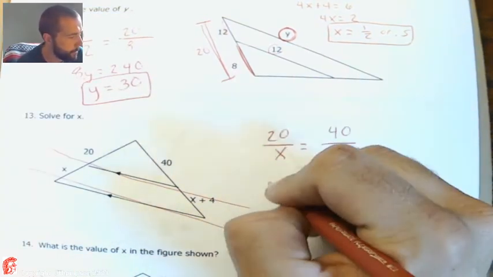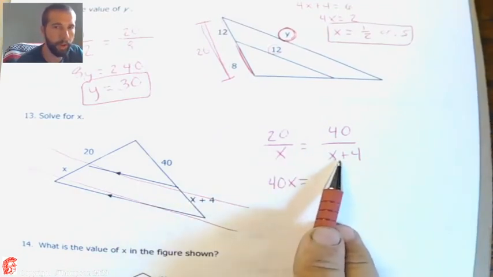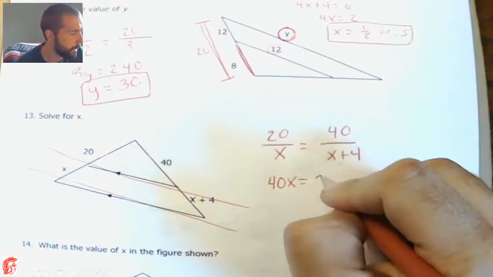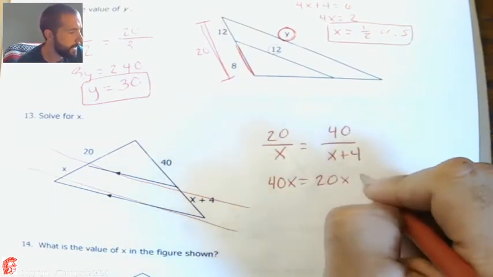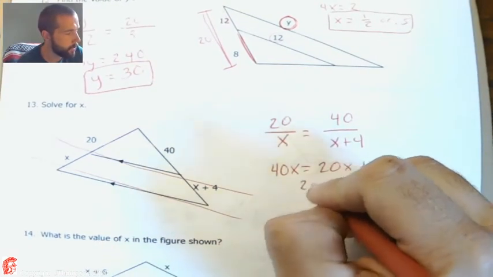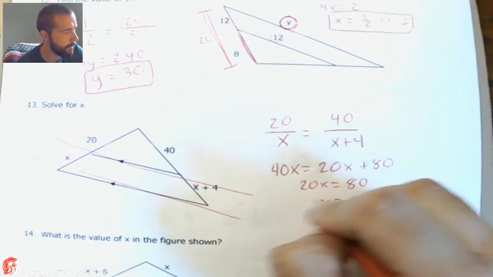40 times x would be 40x. 20 times x plus 4, you can write it as 20 parentheses x plus 4, or just distribute right away. 20 times x is 20x. 20 times 4 is 80. To solve this one, subtract 20x from both sides. We get 20x equals 80, and then divide by 20, and you get x is 4.